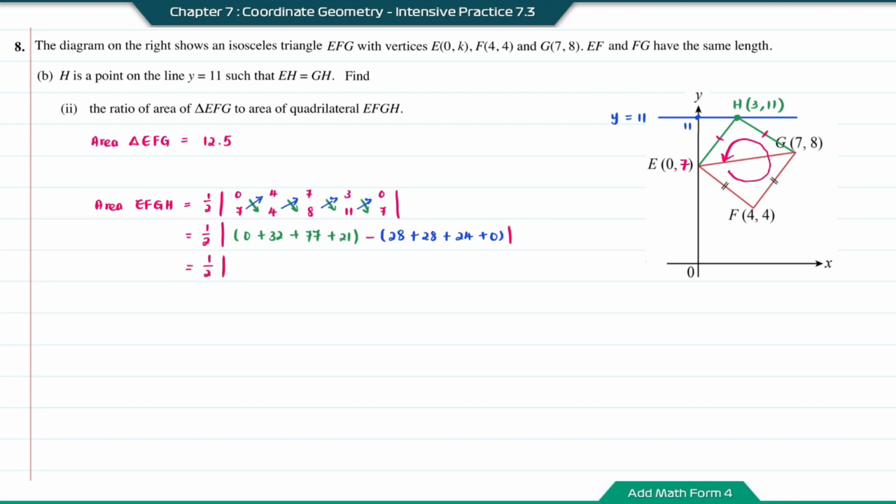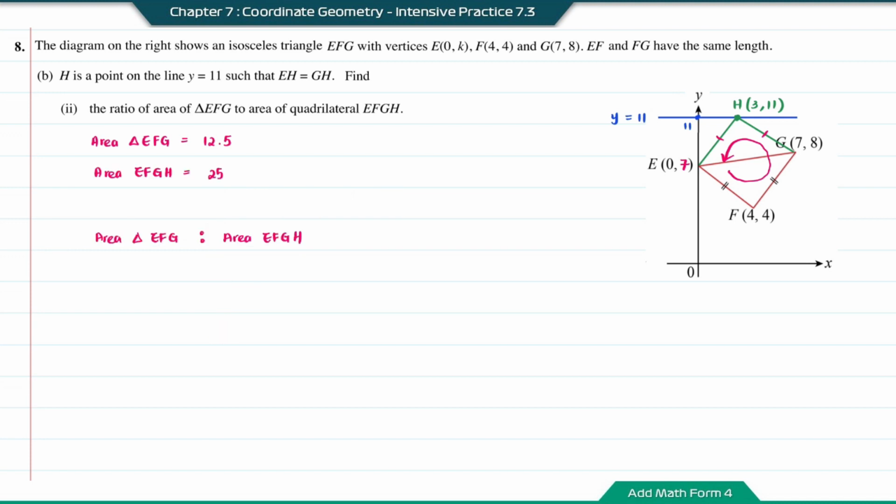So this is equal to 1 over 2 times the answer in the first bracket, which will be 130, minus the answer in the second bracket, which will be 80. So this is equal to 1 over 2 times 50. So the area will be 25 unit square. So the area EFG to the area EFGH, this will be 12.5 to 25. So we can simplify this by dividing both by 12.5. So the ratio will be 1 to 2.